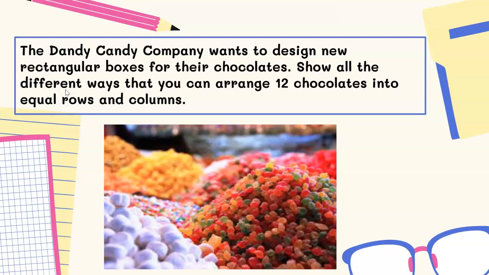All right. In today's lesson, we're going to be talking about arrays. The first thing that we are going to think about is, here's the story. There's a candy company called the Dandy Candy Company, and it wants to design new rectangular boxes for their chocolates. So they're asking us to show all the different ways you can arrange 12 chocolates into equal rows and columns. Remember, that means we're going to form them into arrays. So we need 12.